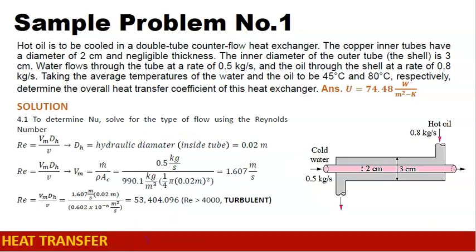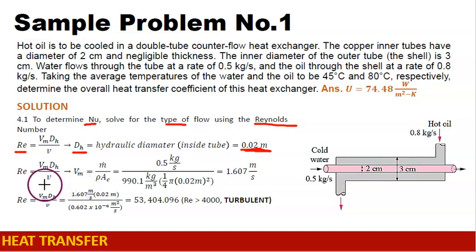In solving for the proper Nusselt number relationship, we need to determine first the type of flow using the Reynolds number. So using the Reynolds number equation, wherein our DH is the hydraulic diameter. For the inside tube, since this is a tube, our hydraulic diameter is just equal to its diameter. That's why it is 0.02 meter.